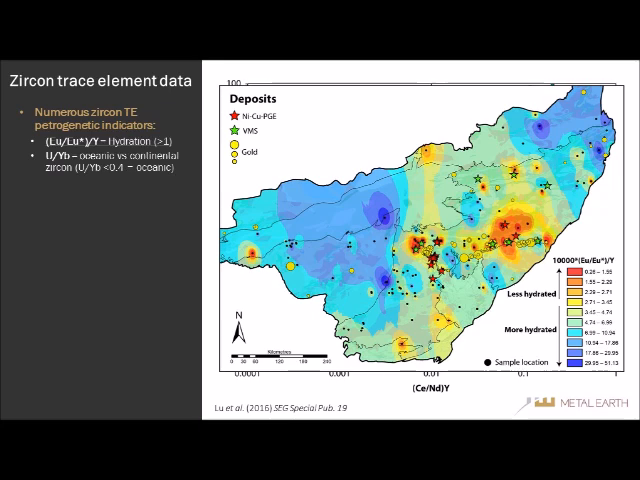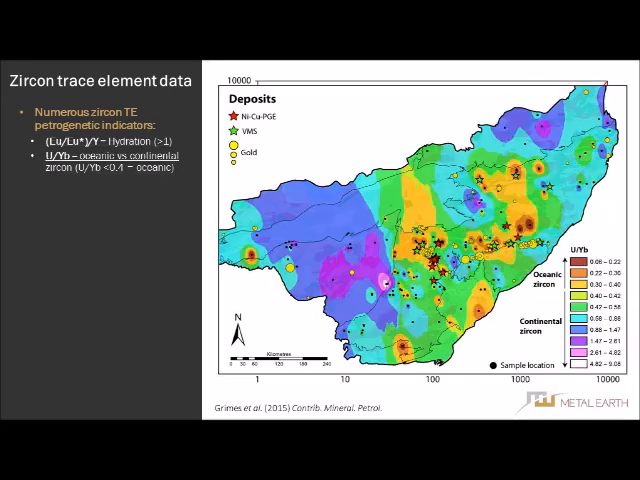So moving on to the uranium ytterbium proxy, again we can see that most of the data plots in the continental zircon field, which is kind of what we expect for an Archean craton, but a small amount does plot in the oceanic field.